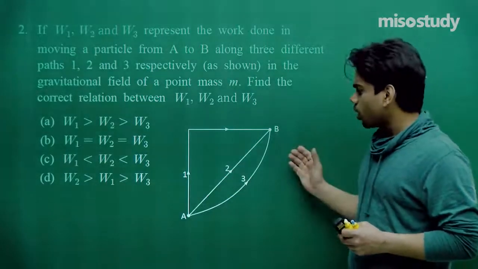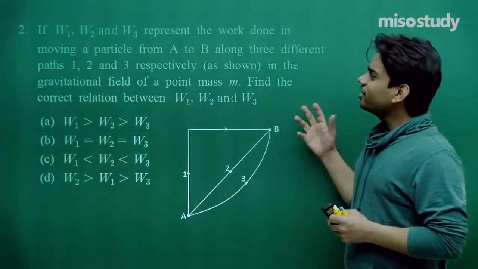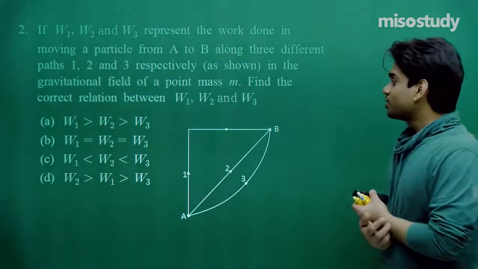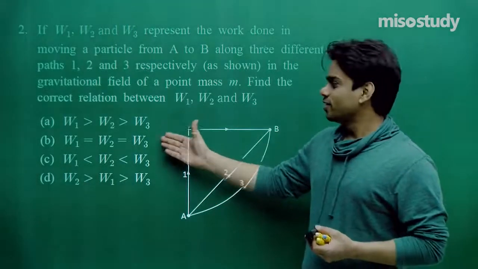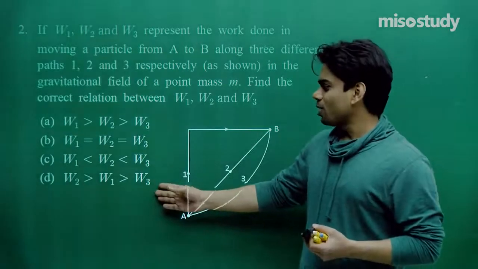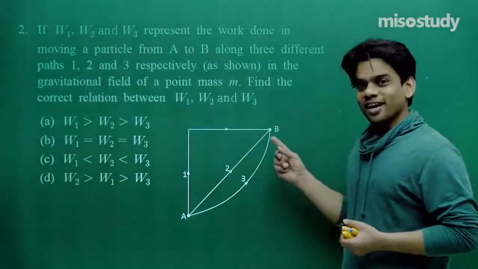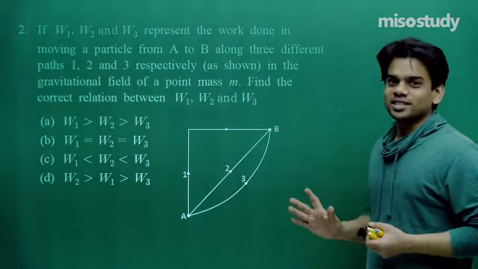a point mass small m. So we have this gravitational field of point mass small m. Find the correct relation between W1, W2 and W3. This is a previous JEE question. So see, we have to find out how they are related, whether this relation holds, or they all are equal, or this relation holds, or W2 is greater than W1 is greater than W3. 3 different paths, and the particle is let to move in the gravitational field of a point mass small m.